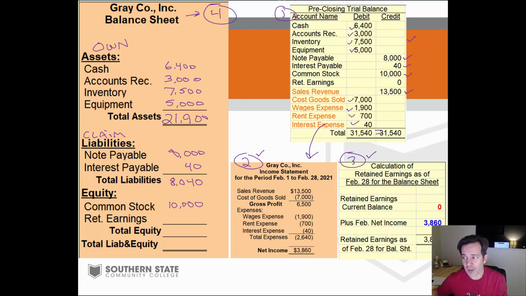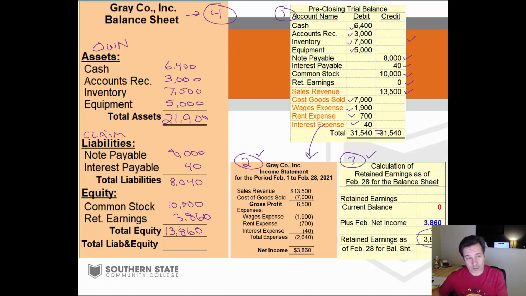You look at that pre-closing trial balance, it says 0 for retained earnings. But wait, we did a calculation to figure out the new retained earnings. That was retained earnings at the beginning of February. We had net income for February, so now retained earnings, 3,860. I'll plug that in there. So total equity, adding up common stock and retained earnings, 13,860.